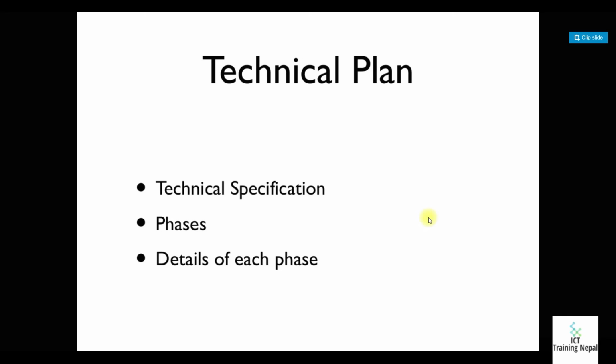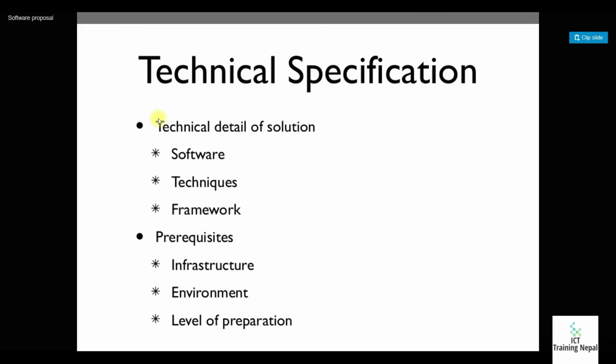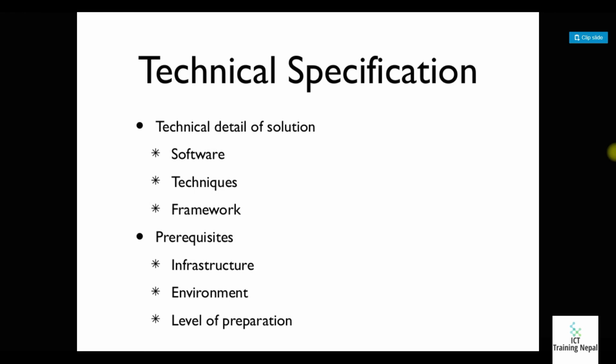The phases mean the step-by-step processes, and you are going to specify the details of each phase. Okay, so what will come under the technical specification? First of all, the technical details of the solution. So you have to write the technical details of the solution. In the technical details, you have to write which software you are going to use.